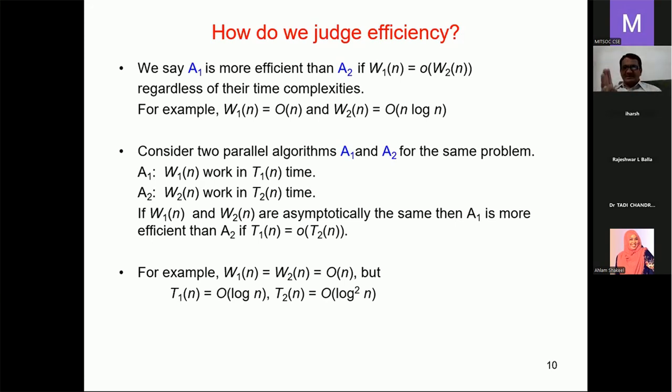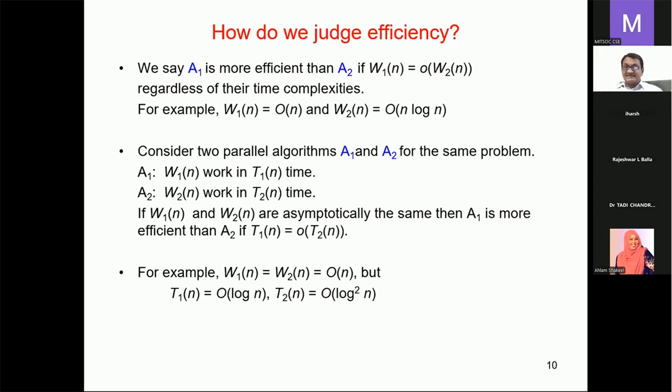So W1 of n is represented as O of W2 of n. Is it clear? Making sense? So W1 of n is equal to order of W2 of n. So W1 of n is represented as n, because n log n is there. Is it clear? Wait. W1 of n is actually work complexity, then how are you equating it to order?